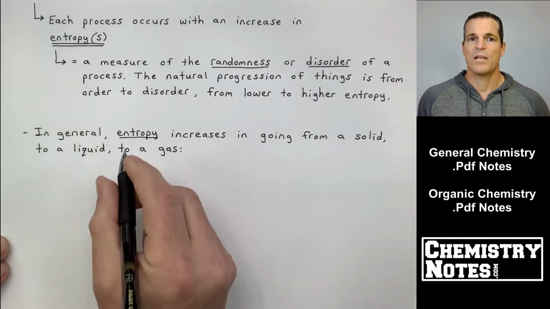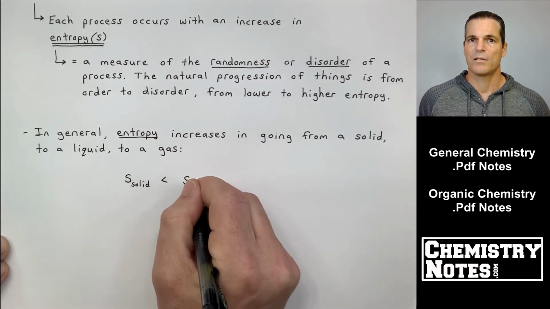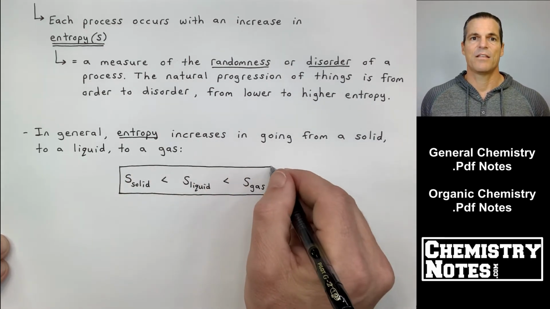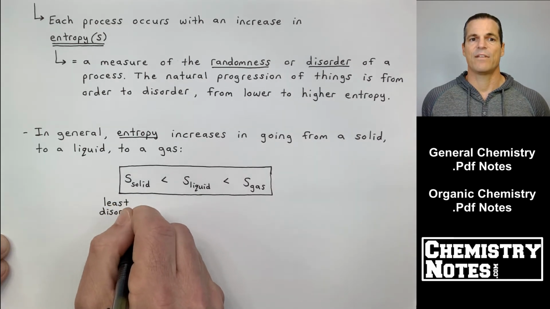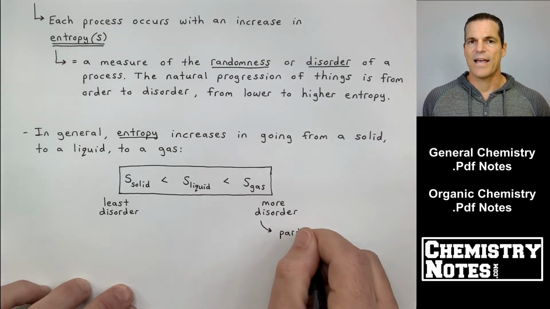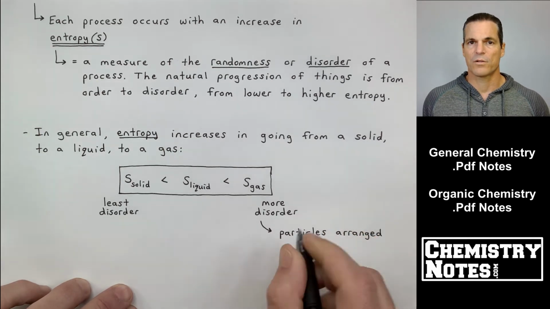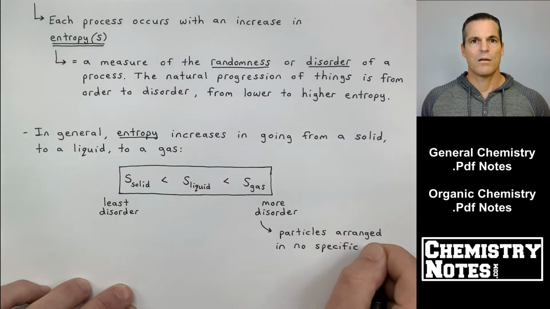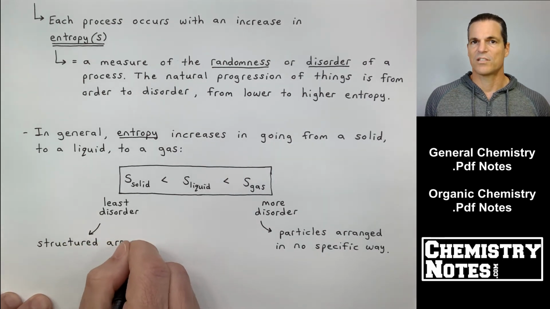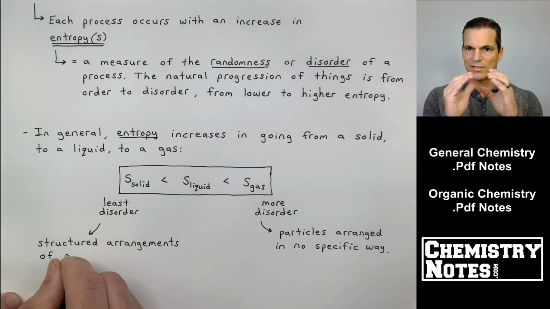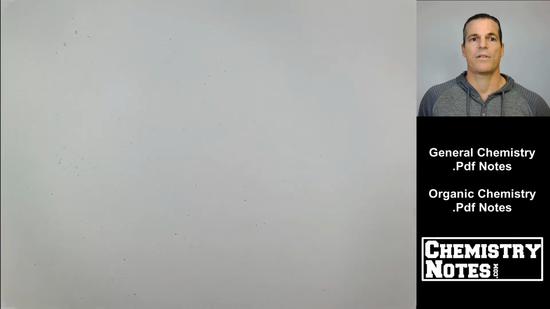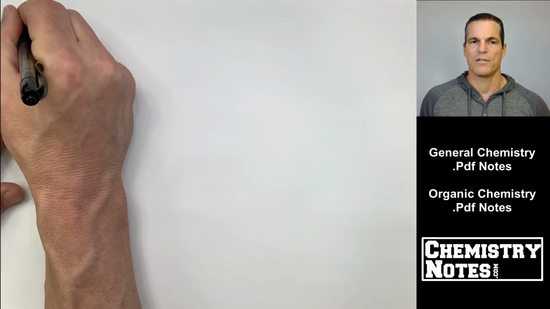Now, in general, entropy increases in going from a solid to a liquid to a gas. There is more disorder in a gas than there is in a solid. So the solid having the least disorder, the gas is going to have the most disorder. And that's just because a gas, a sample of a gas, has more volume for the molecules to move around. So those molecules can arrange themselves in any way they want, okay? The larger the volume, the less order. Whereas a solid, okay, everything is nice and tightly packed, very dense, okay? Structured arrangements of particles, very ordered, very structured. So that has the least disorder. And of course, liquid is right there in the middle.